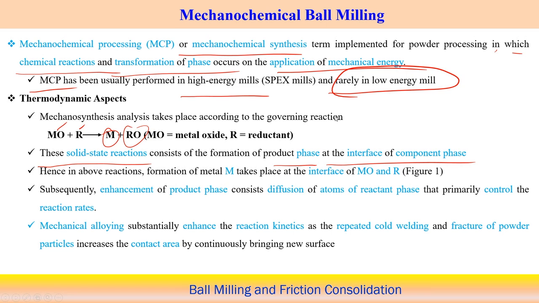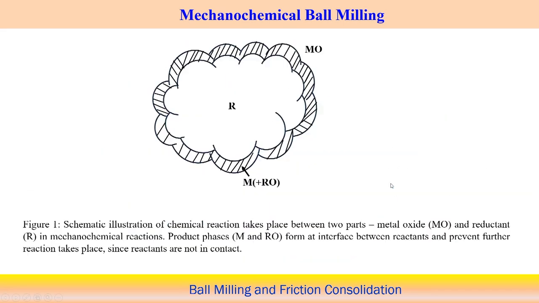We can see how the reaction happens in figure 1. From the reaction, there is a formation of the metal M that takes place at the interface, between MO and R. We can go back to figure 1. Here you can see that MO plus R basically separates the metal part, and RO is created. The metal oxide MO and the reductant R in the mechanochemical reaction usually react in such a way that the product phase, M and RO, forms at the interface.